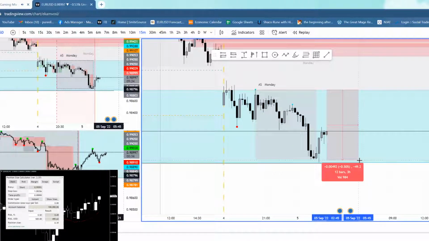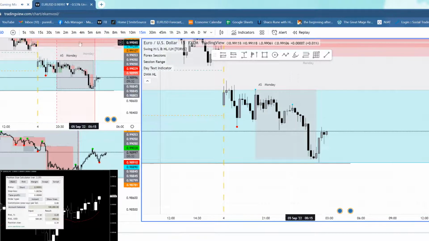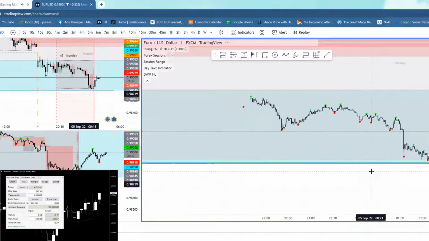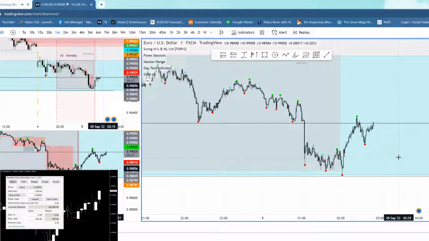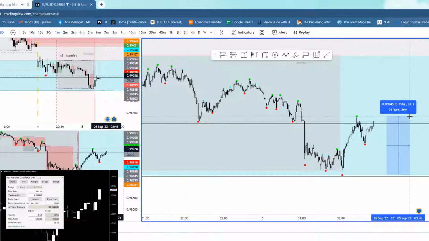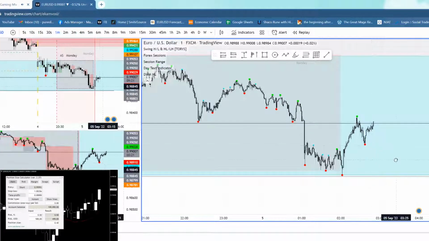Oh, Asia was 50 pips. That's actually quite big. No wonder Bert said that there was already a move today. There was a move indeed today.